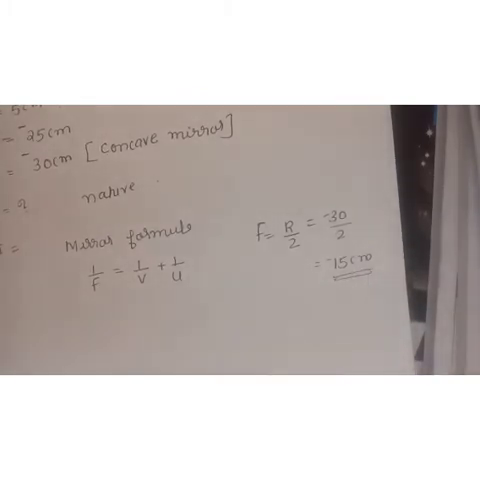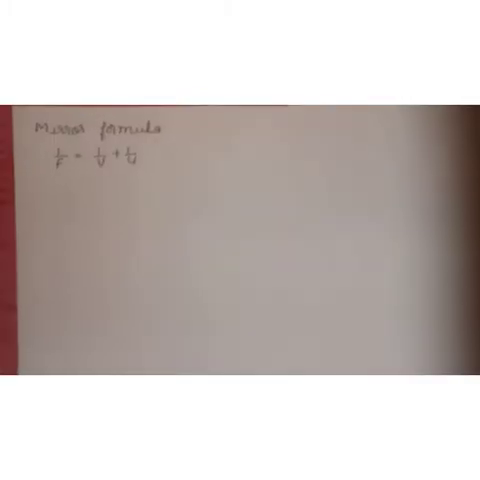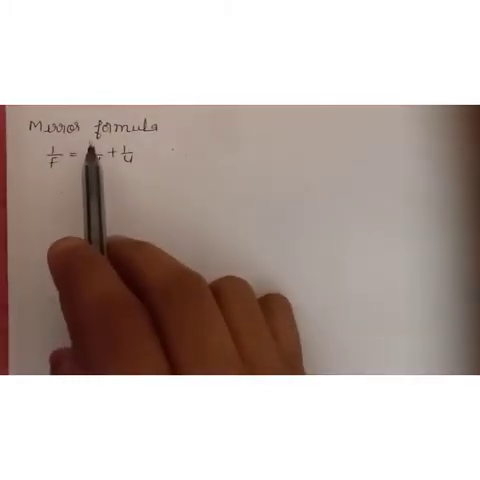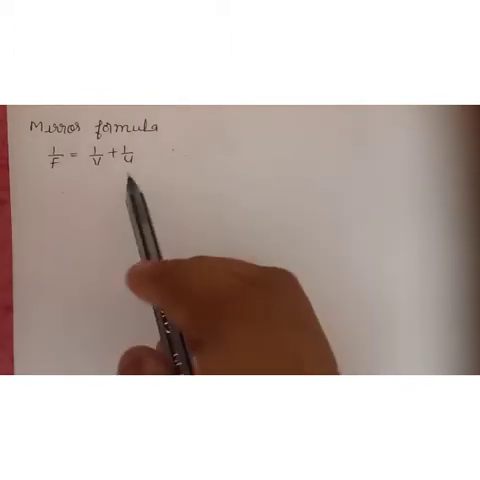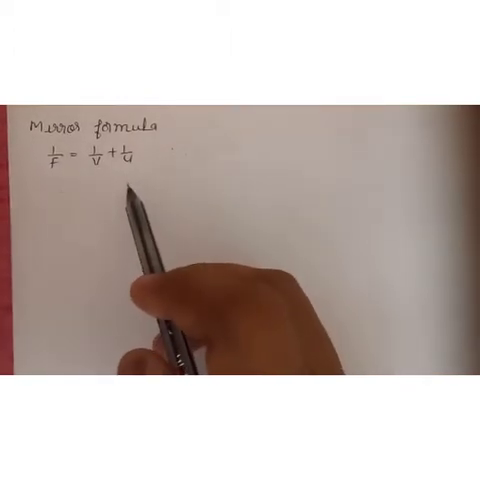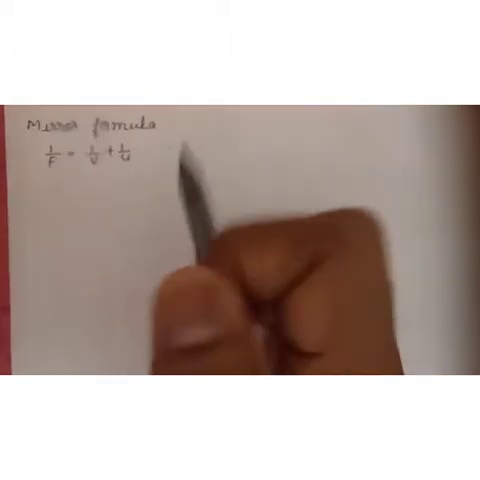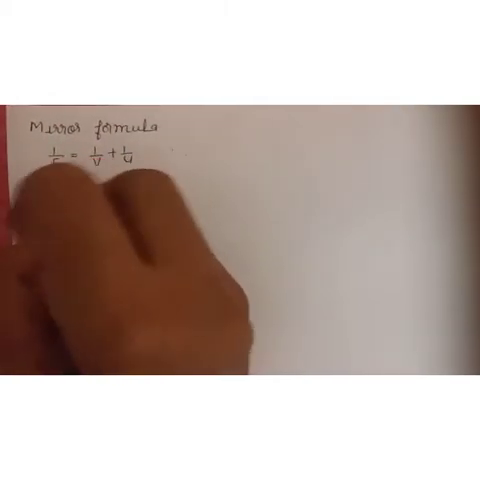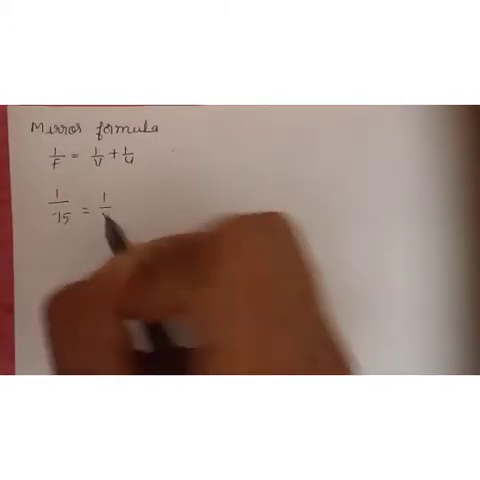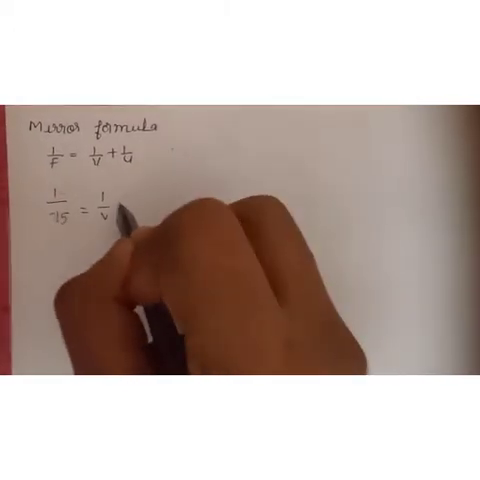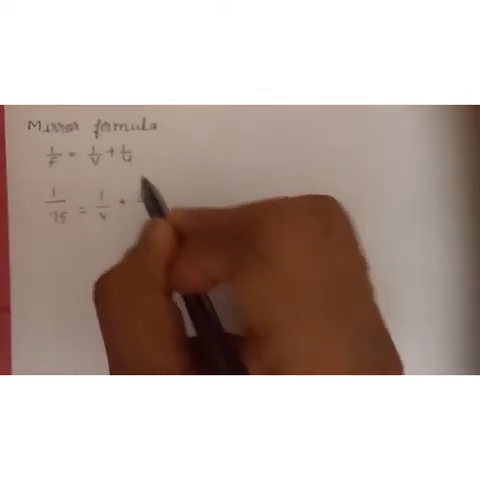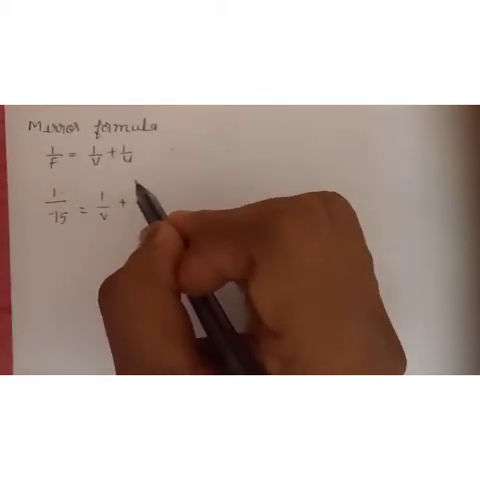Then how to substitute the values in the mirror formula? The mirror formula is 1 by f is equal to 1 by v plus 1 by u. Then you have to substitute the values of f and u. The value of f is 1 by minus 15, which is equal to 1 by v, where v is the image distance you have to find, plus 1 by u. Here u is 25.